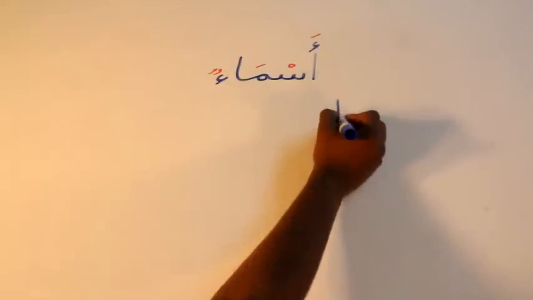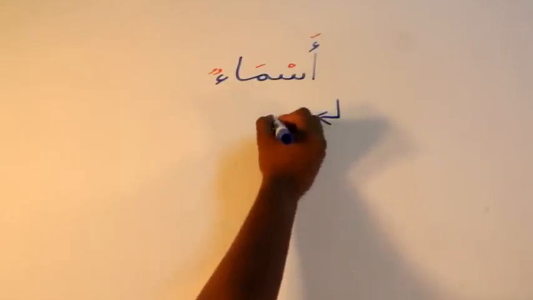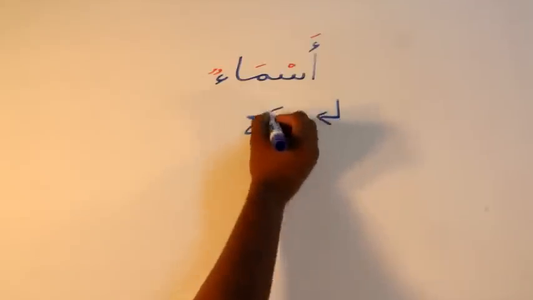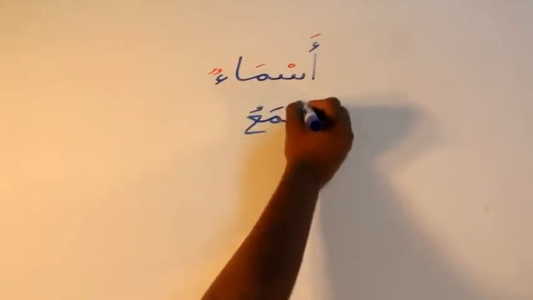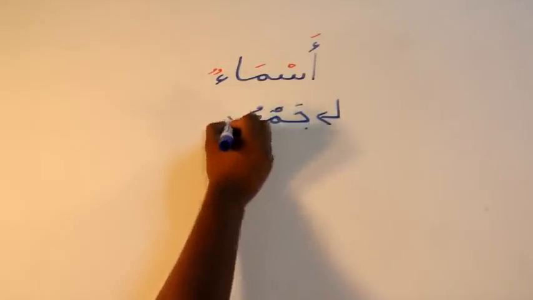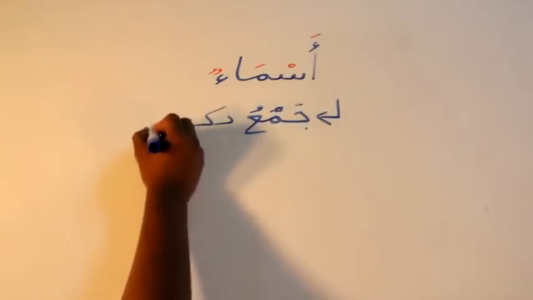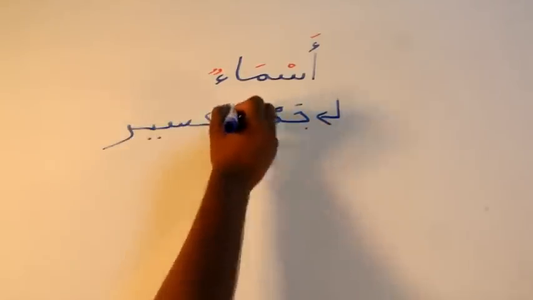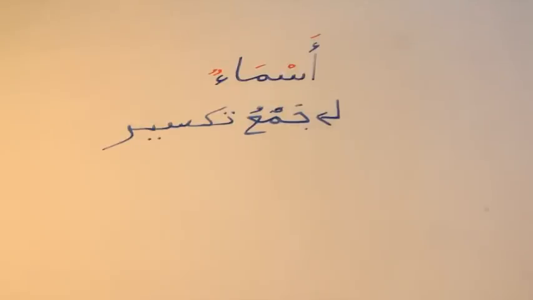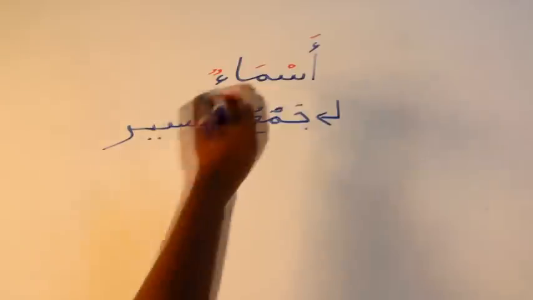So the three types we'll be looking at, the first one is called jam'u taksir. And this basically means the broken plural.